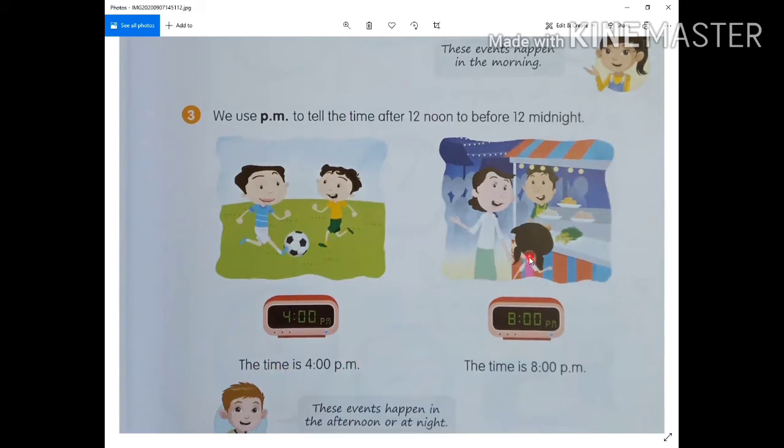And then look at this picture. They are buying something. Look at the time. The time is 8 p.m., right? So the time is 8 p.m. in the evening.